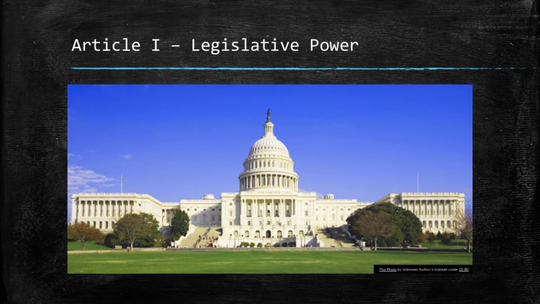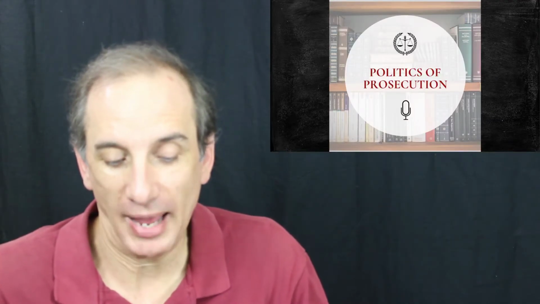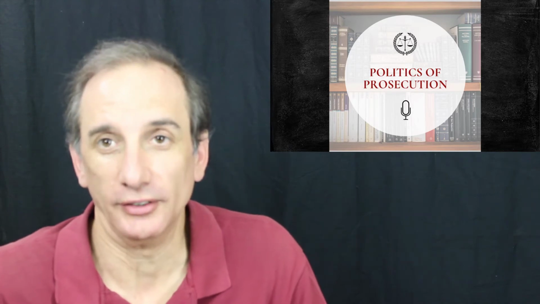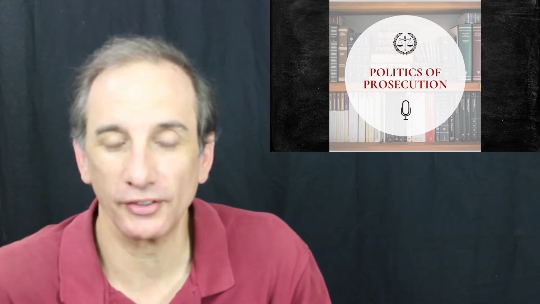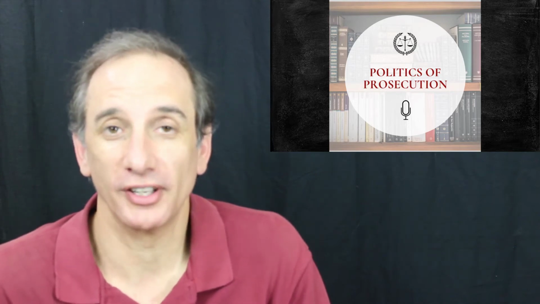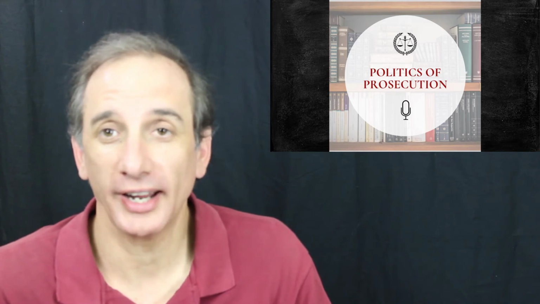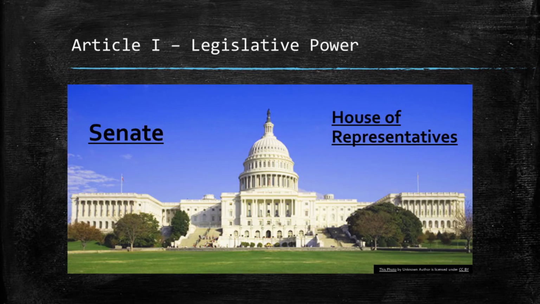So first off, the legislative powers in Article 1. Article 1, Section 1, essentially gives the power to Congress. It creates this organization called Congress, and then they're going to further divide up the legislative power between two different houses of Congress. On one hand, we're going to have the House of Representatives. On the other hand, we're going to have the Senate.